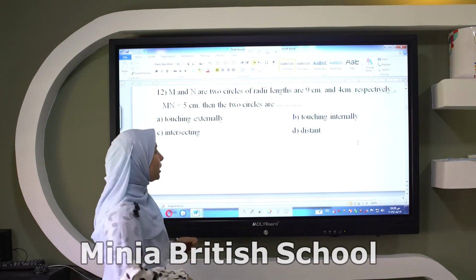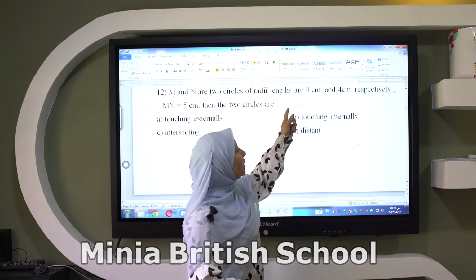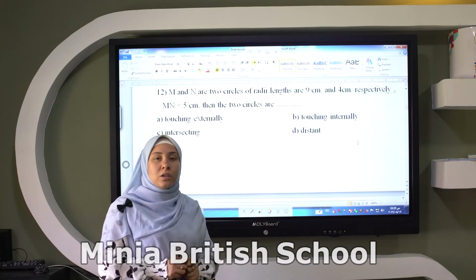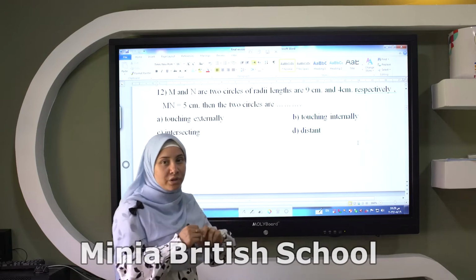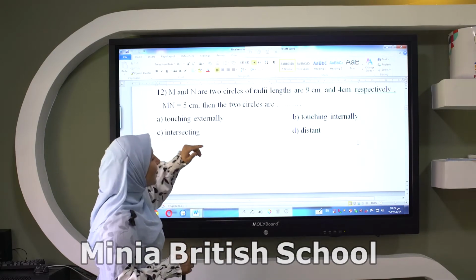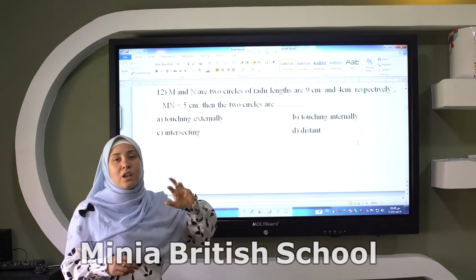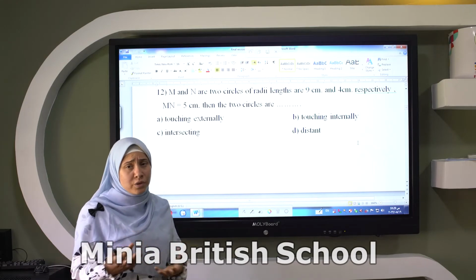Okay. Here, MN, the lengths of the two radii are 9 and 4, okay? 9 is the length of the greatest radius, and 4 is the smallest radius. Here we know something: MN is less than the greater what? The greater radius. So the two circles here, you can find the difference between them first.